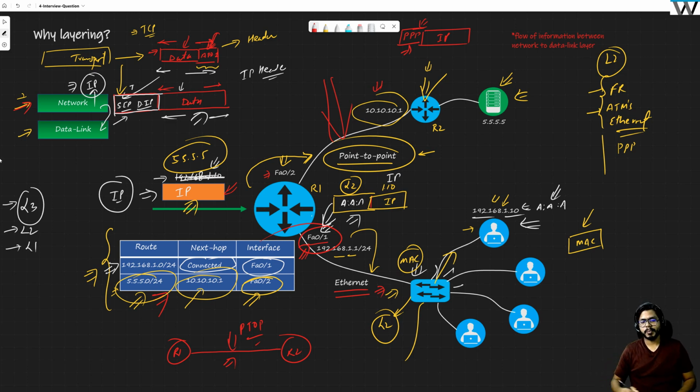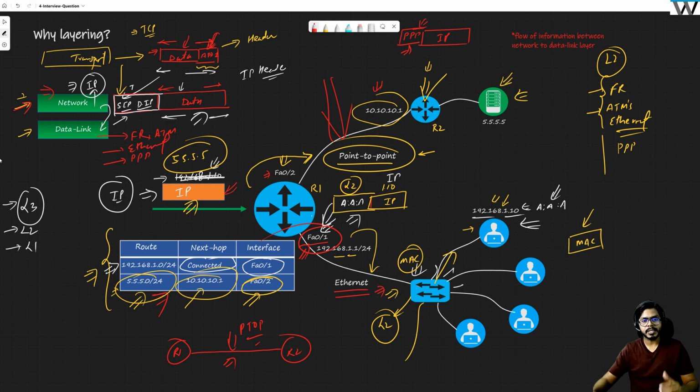So the sole point is that one router can connect to multiple data links. It is not the responsibility of the network layer to deal with the data link, and that is why we have an additional layer, right? So at this data link layer, you can have frame relay, you can have ATM, you can have Ethernet, and you can also have point to point. So many. The network layer just does not care about it.